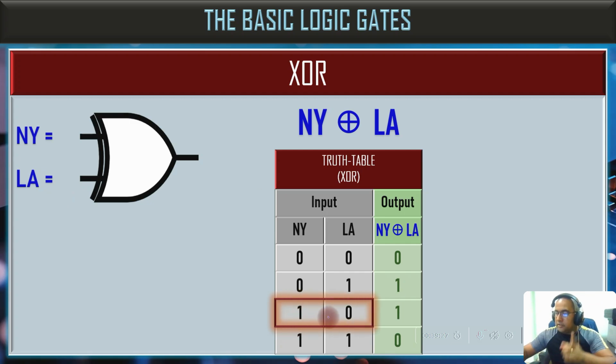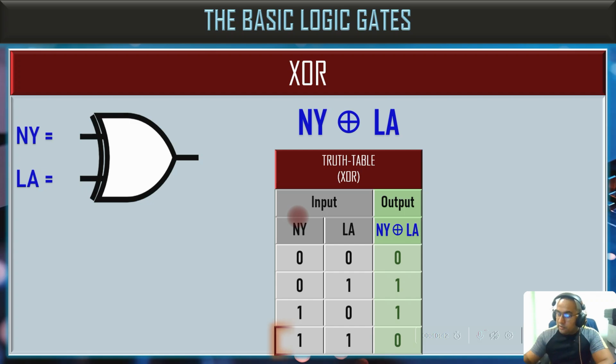Now, let's check the third input combination. Traveling to New York, but not traveling to Los Angeles. This time, will the trip happen? Yes, because here again, only one city is chosen for the trip. The XOR gate rule remains true. Therefore, the output is 1.